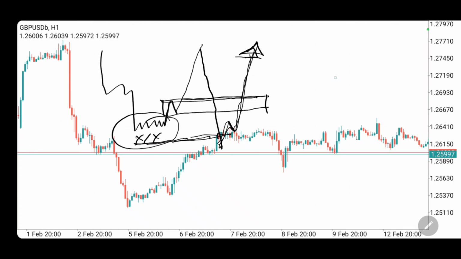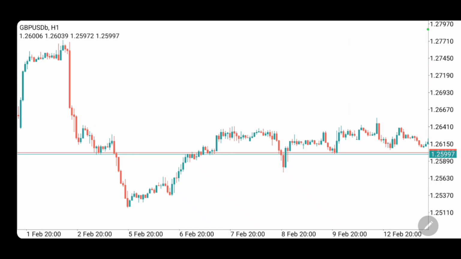So for a sell scenario, we have something like this. We have some liquidity pool right here, and the market still gives you a zone.